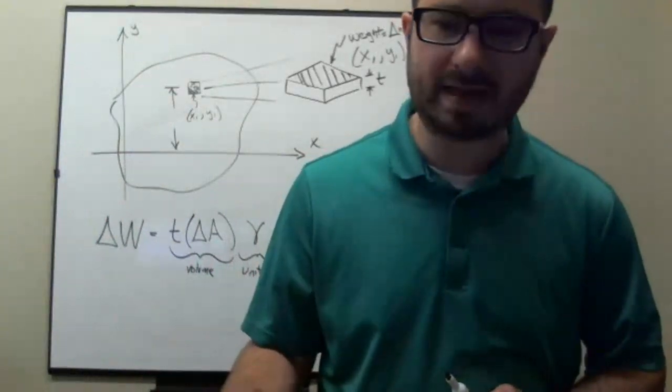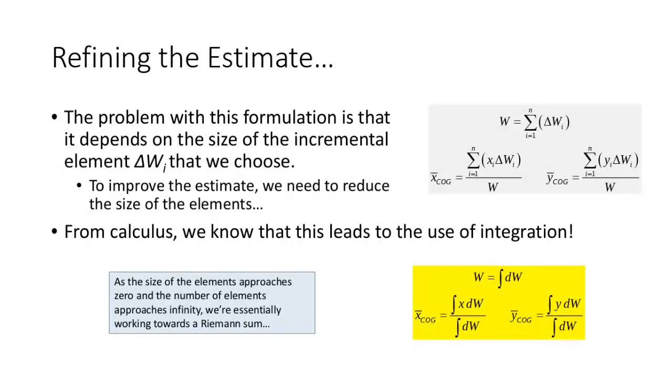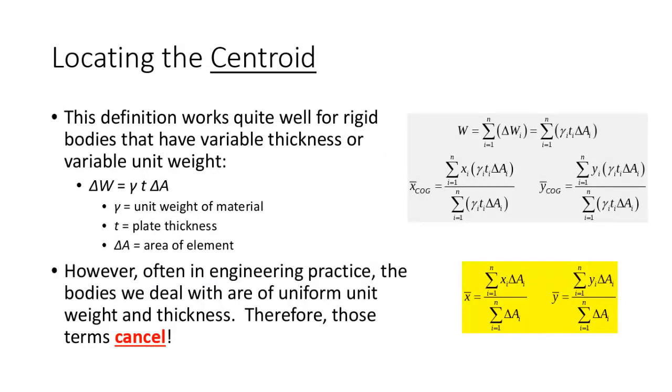Well, I'm going to go back to this refined estimate. We've located the center of gravity. What about this term, the centroid? Well, here's what's going on with the centroid. If I look at each one of those elements, the weight can be computed by taking the unit weight times the thickness times the area. But here's the thing. If I go back to that plate example I was talking about, all of the elements have the same thickness.